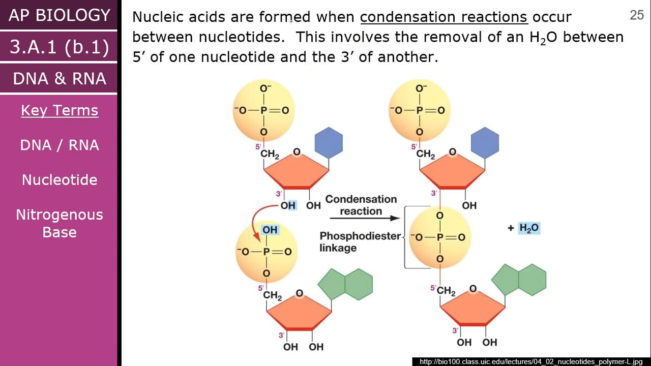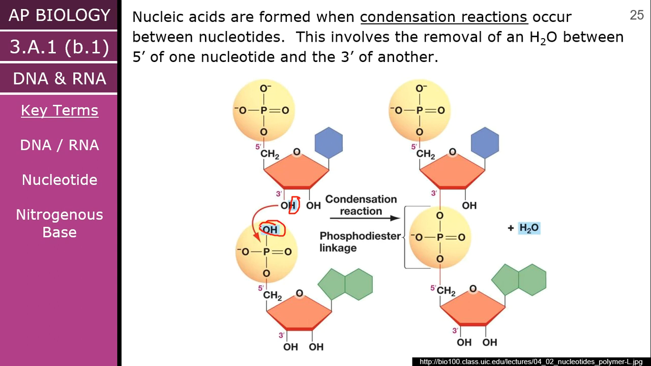So just a little bit of a recap from chapter 5. When you start to string together nucleotides to form nucleic acids, you're going to be removing some water. Remember that, like, when we string together monomers, we have to remove a water. We remove an H from one area and an OH from another.